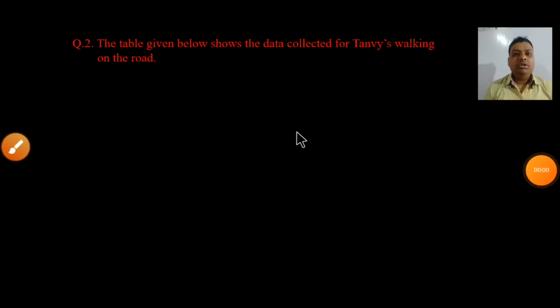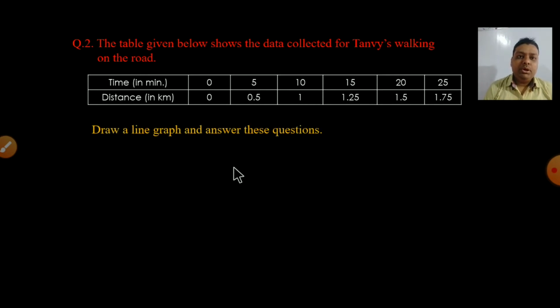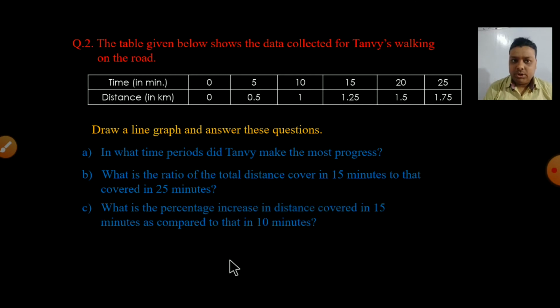Students, here you can see this question: the table given below shows the data collected for Tanvi walking on the road. In 0 minutes she traveled 0 kilometers. In the next 5 minutes she traveled 0.5 kilometer. Again in the next 5 minutes, up to 10 minutes, she traveled 1 kilometer, like this. We have to draw a line graph and answer some questions. One by one we will solve these questions.